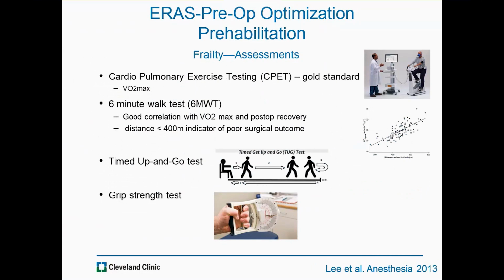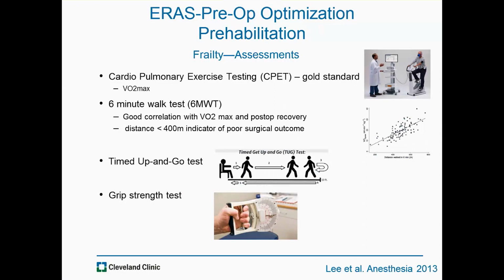There are more specific assessments of frailty with different tests, and the gold standard is cardiopulmonary exercise testing, which measures the VO2 max. That's a pretty intense exercise test that's also used in athletes, and it really gives you the gold standard of telling you how good the patient's baseline functional status is. A more easy test is the 6-minute walk test, which has the patient walk for 6 minutes and measures the distance. There's been good correlation shown between the 6-minute walk test and CPET in terms of post-op recovery.